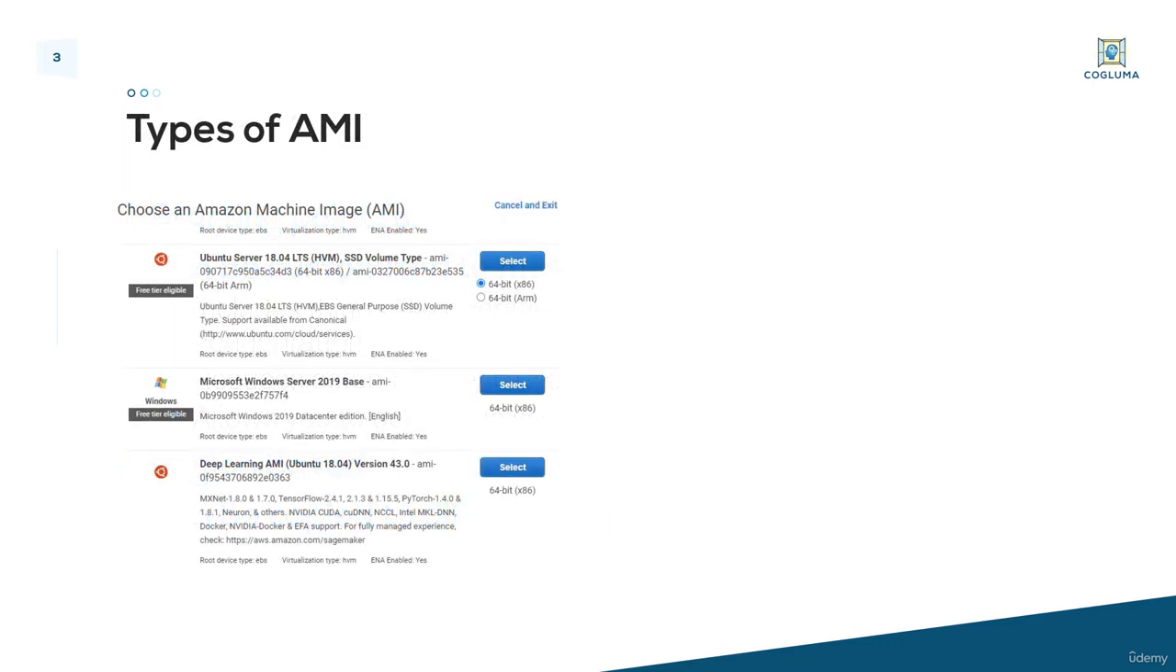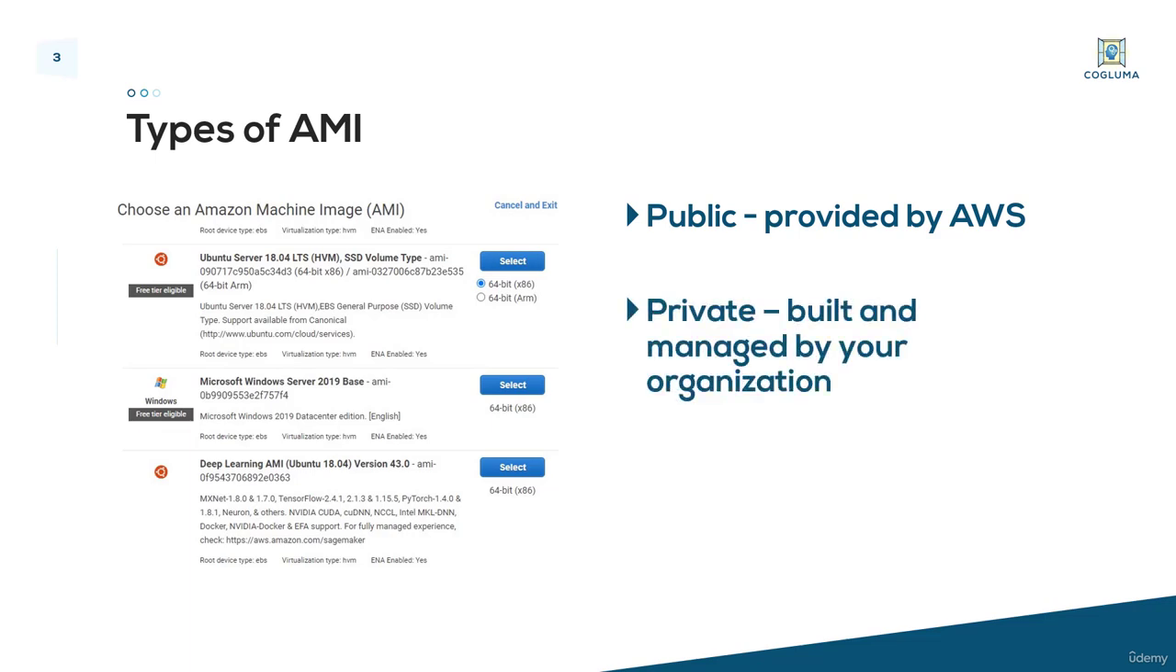All right, now let's talk a little bit about the types of AMIs. This list here, we can see a few different operating systems. These are examples of public AMIs, which are AMIs that are provided by AWS. Another type of AMI is a private AMI. These are built and managed by our organization.